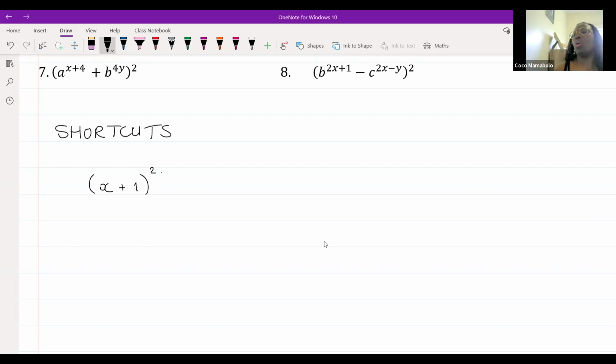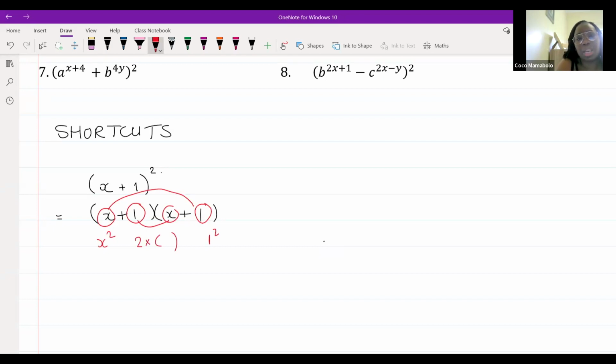x plus 1 all squared. I already know that I'm going to rewrite this out twice. I'm just going to go x plus 1, x plus 1. And then what I do know is that this first term is going to give me an x squared. That last term is also going to give me 1 squared, which is just 1. And then in the middle, I'm going to get x times 1, which is x, and 1 times x, which is x. So in the middle, I'm going to get 2 times the same thing.